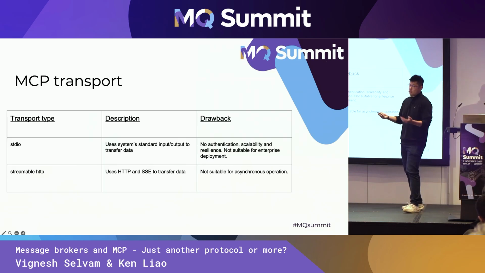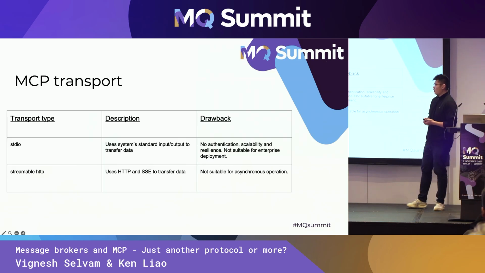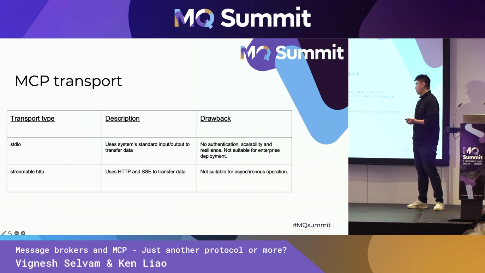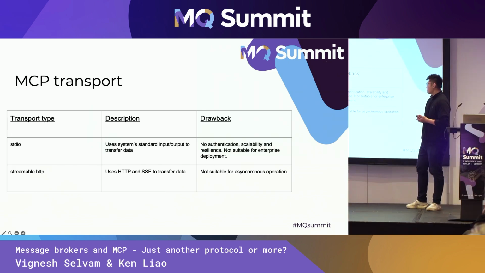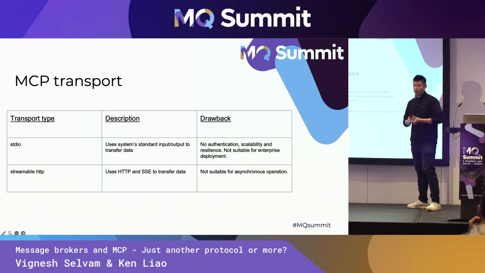It basically uses the OS standard I/O. So a client just spawns a process, binds it to the standard I/O, and reads data from there. So it's meant for quick testing and development: no authentication, and no scalability because it's one-to-one, and it's not very suitable for enterprise deployment.